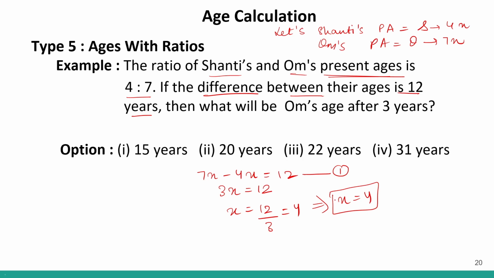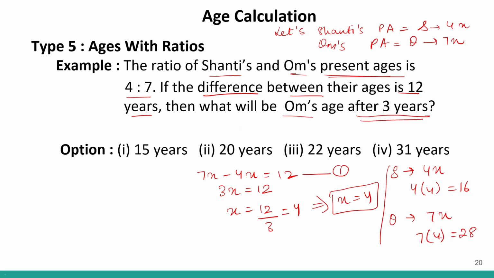Based on this value, can I find the present age of Shanti and Om? Yes. For Shanti, the present age is 4x. So 4 into 4 will give me 16. Similarly, for Om, the present age is 7x. So 7 into 4 will give me 28. Correct? Now we have to find out Om's age after 3 years. So Om's present age is 28. Correct? So after 3 years, 28 plus 3, this will be 31 years. So after 3 years, Om's age will be option number 4, 31 years.